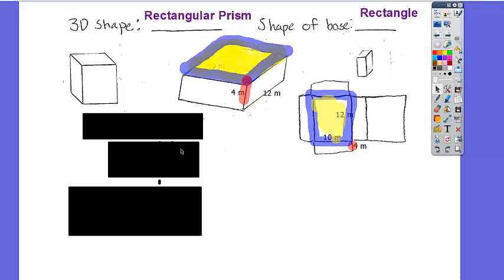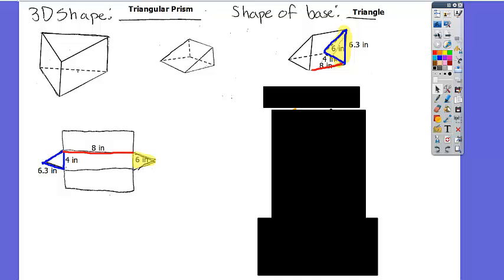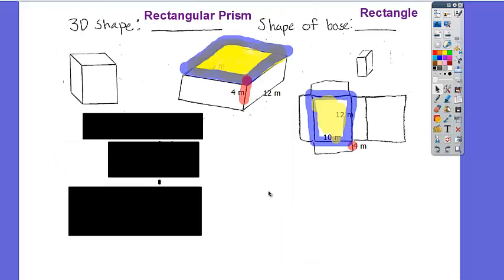Hello. So today we are moving on to volume. So we're going to do volume today. We're going back to the rectangular prism, and we are going to do the triangular prism today. So the first thing we're going to do is the rectangular prism. It should already be colored.